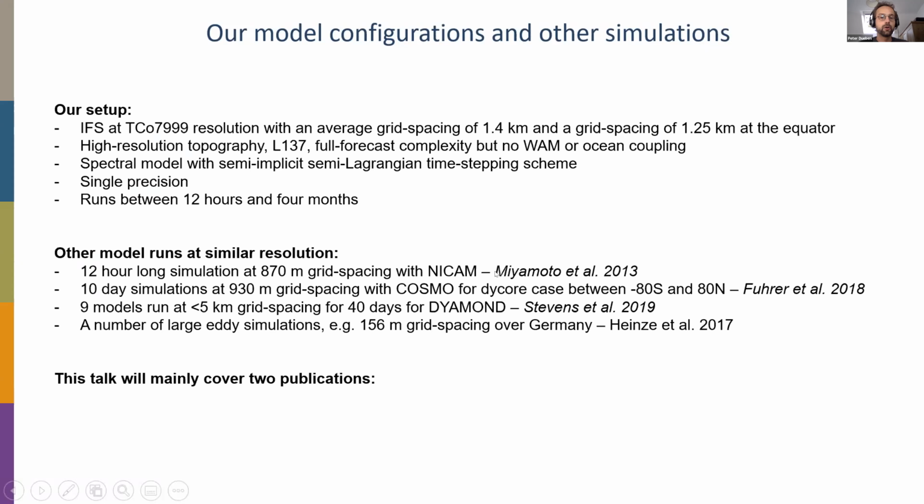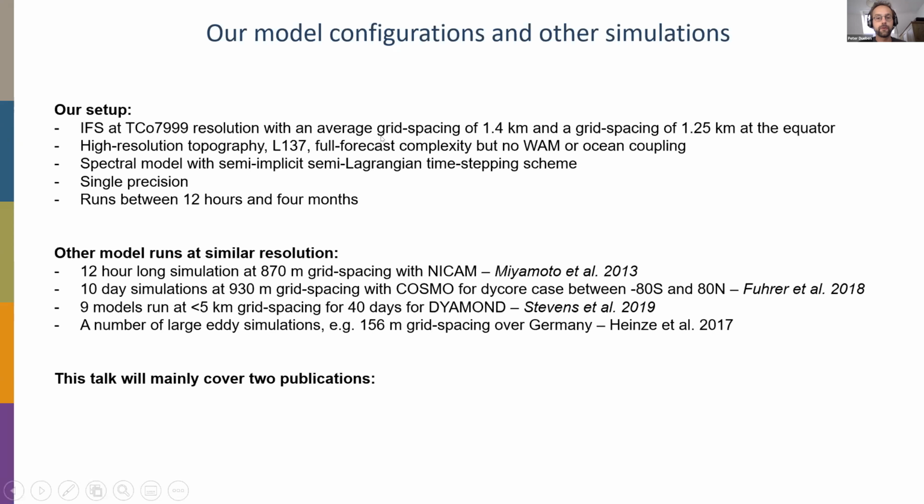Just a couple of words on the model configuration that we're working with. We're working with the Integrated Forecast System, or IFS. We're working with cubic octahedral grids with a truncation number of 7999, which means an average grid spacing of 1.4 kilometers, and a grid spacing at the equator of something like 1.25 kilometers. Those simulations are performed with very high resolution topography, smoothed out to something like 2.5 kilometers, which is still extremely high compared to other centers. We're working with 137 vertical levels, so quite high resolution in the vertical as well.